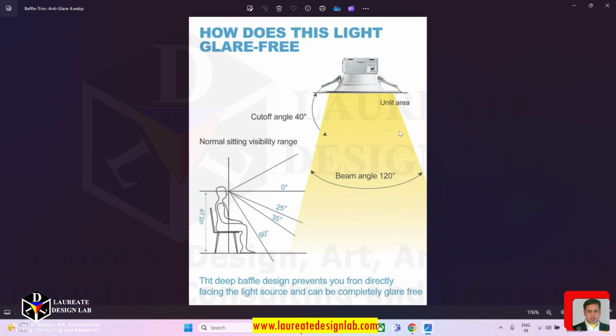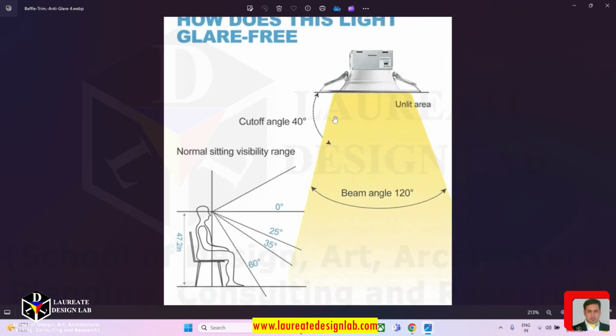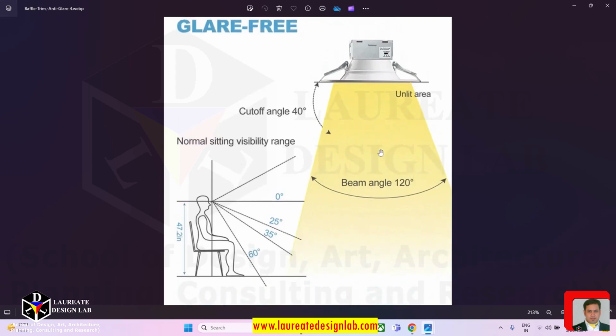Baffle trim anti-glare light. Look at it. This has a cutoff angle of 40 degrees. So here it is making 40 degrees. After that, this light is inside, which has a beam angle of 120 degrees. So what happens is that if light is between this angle and it is crossing 30 degrees, it is not going to hit the eyes of the persons sitting or standing.